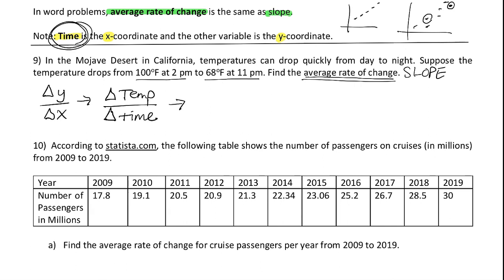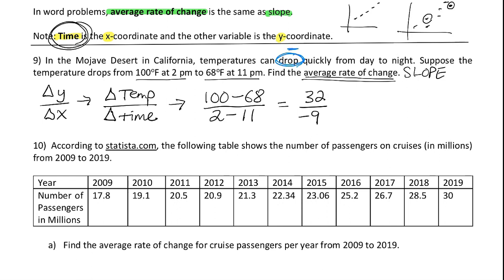So to calculate that, the temperature started at 100 degrees and it went down to 68 degrees. That was at 2 o'clock and it ended at 11 o'clock at night. So this would be a negative 32 degree change as 9 hours passed. The negative is important there because we were told the temperature drops, so it's going to be a negative.